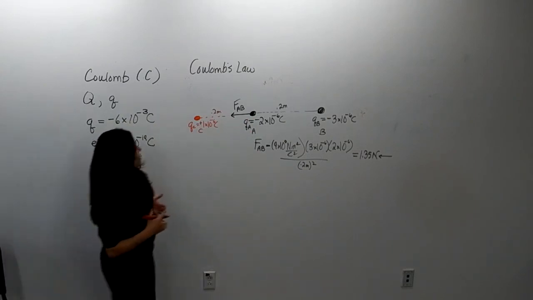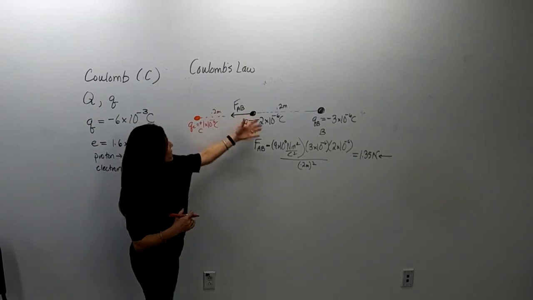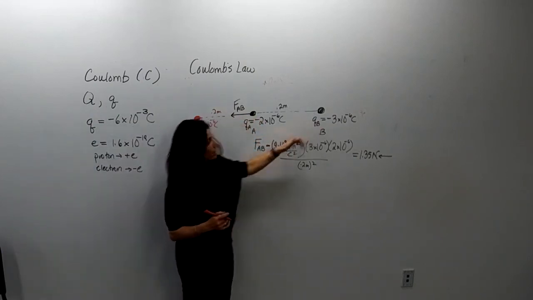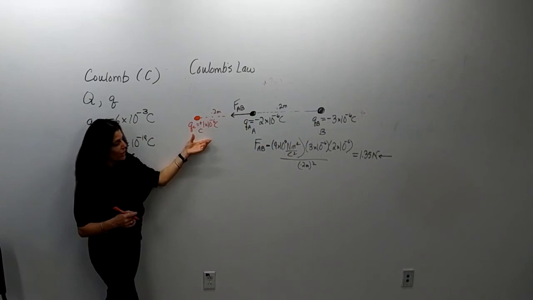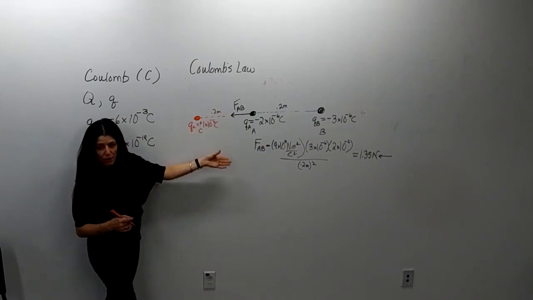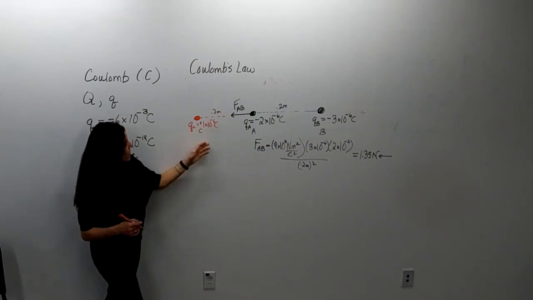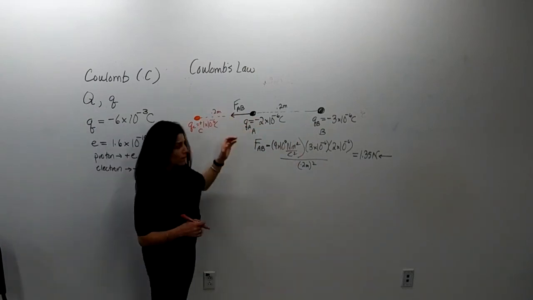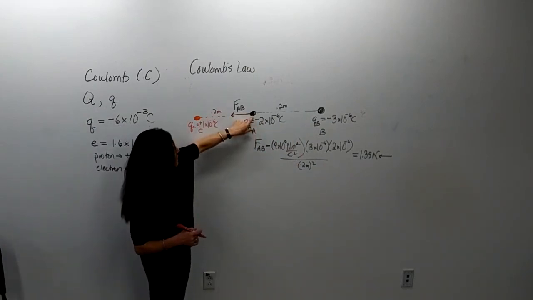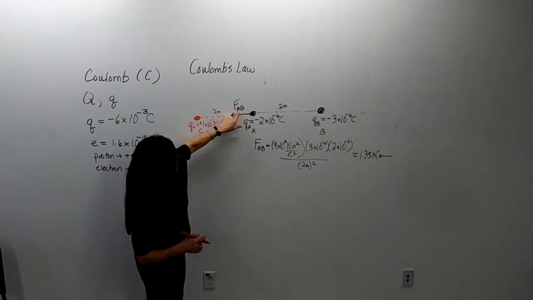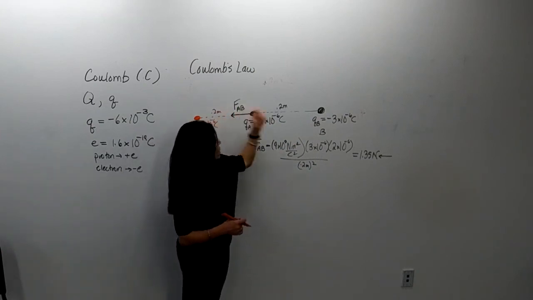Now, what is going to happen to QA? I know QA is feeling a force to the left from QB. And now I have this other charge over here that can also exert a force on QA. And likewise, QA can push on QC and QB can push on QC, but I'm interested in QA. So I know QA is being pushed away with a force on A caused by B.